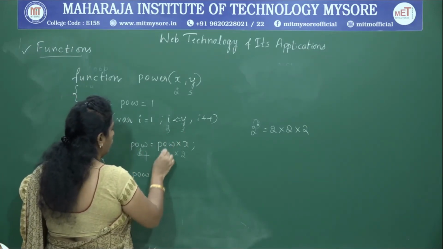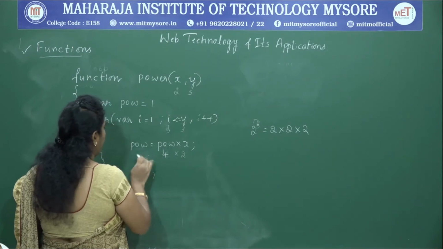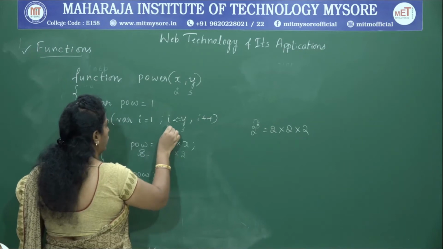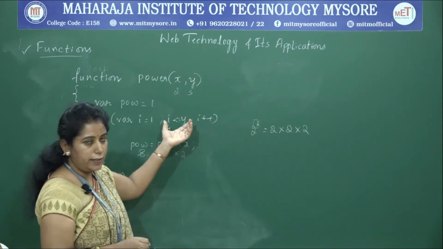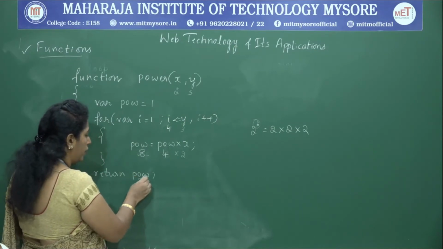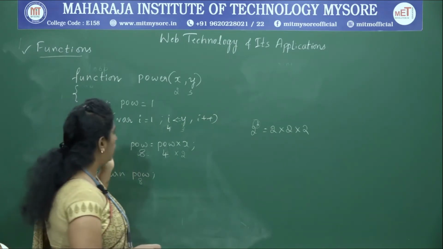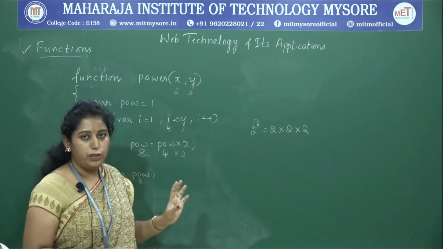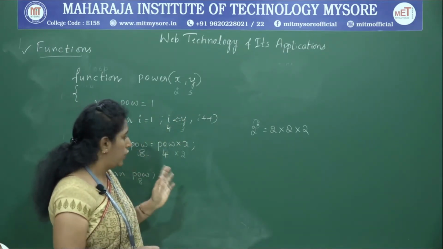So now power is 4. 4 into 2 is 8. So power is 8. i is incremented to 4. So this condition is not satisfied. It comes out of the loop and it returns power. So power is how much? 8. So this is how you can write a simple function in your JavaScript.